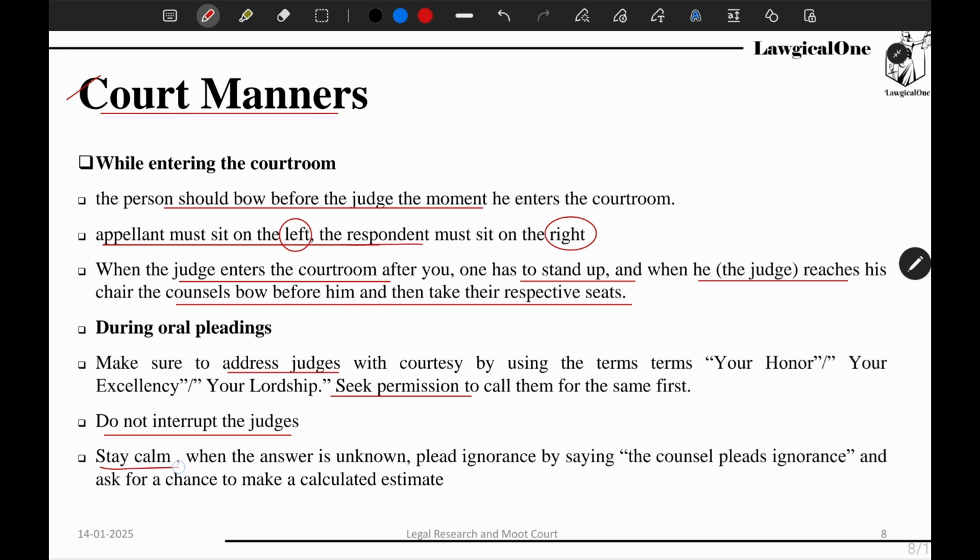Okay, that's why I've written stay calm, and if you don't know the answer to any question, just plead ignorance and say that the counsel pleads ignorance. Okay, do not waste the time of the judges, and do not give vague answers. Only answer when you are certain, and if you don't know the answer, don't blabber anything. Okay, just say that the counsel pleads ignorance.